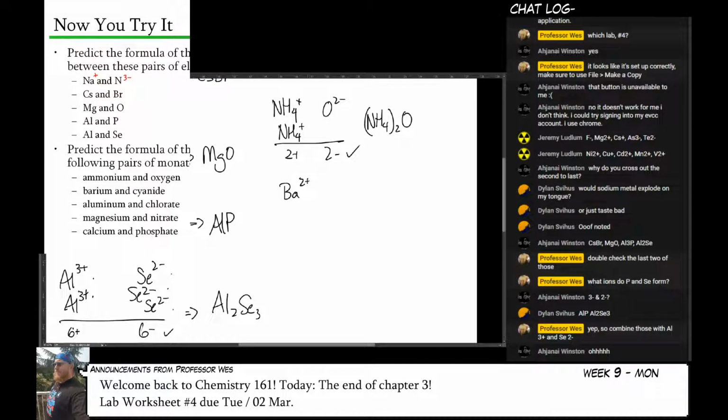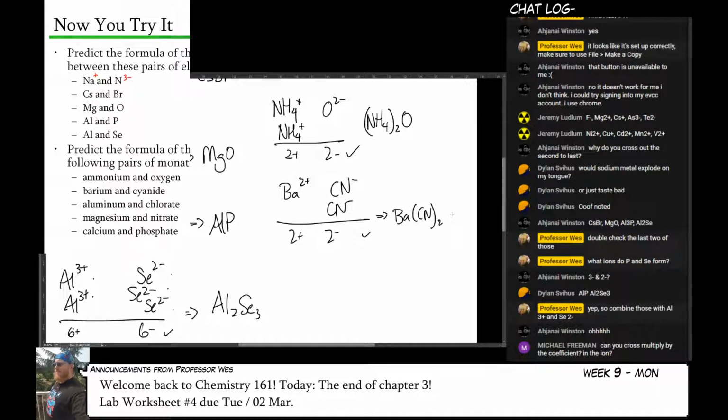Barium would be that. Here's cyanide if you looked it up or know it. I need 2 of these so I can get Ba(CN)2. This is not bacon, do not eat it. Always put parentheses if you have multiple of those.